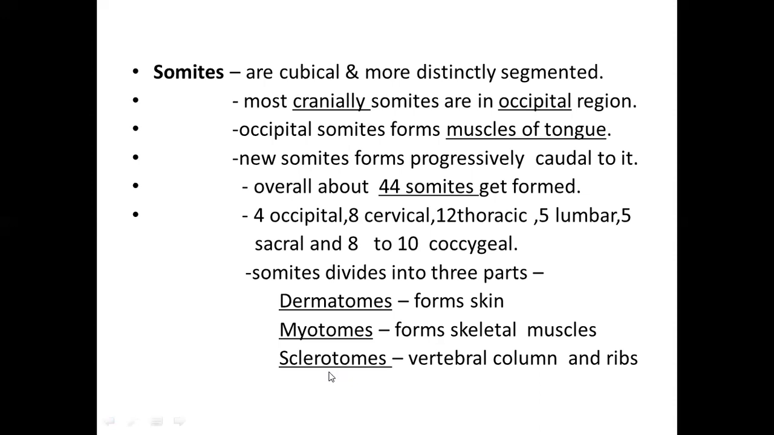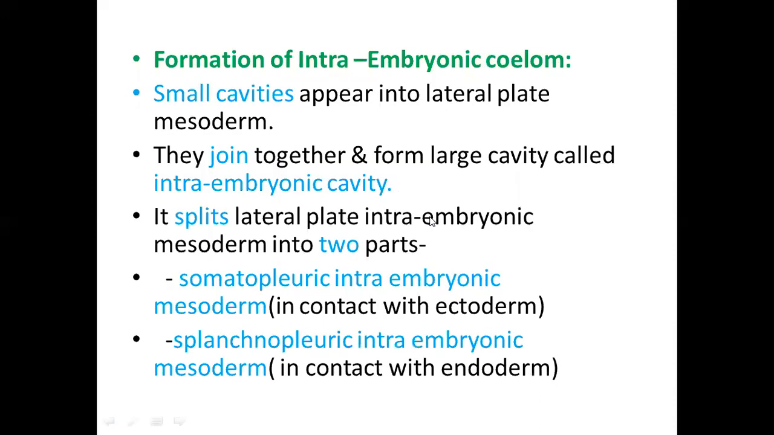So very clearly, we'll understand at this level, somites get divided into three parts. One is called dermatome, another is called myotome, third is called sclerotome. And these are the derivatives from these. Derma means skin, myo means muscle, sclero means concerning the bony part, vertebral column and ribs. So these three structures derive from somites, and these are the structures derived from these three parts of the somites.